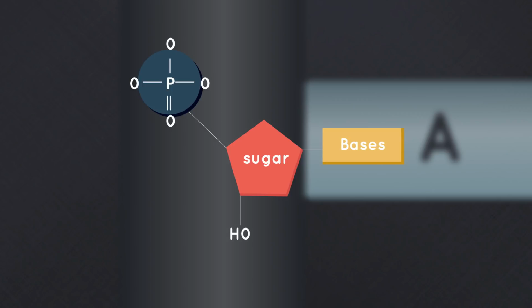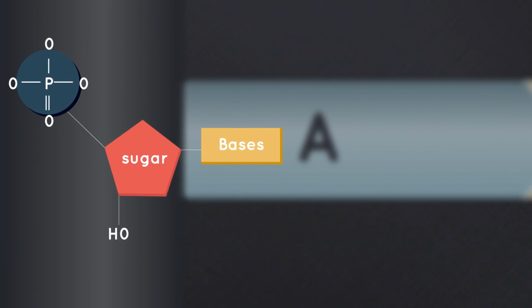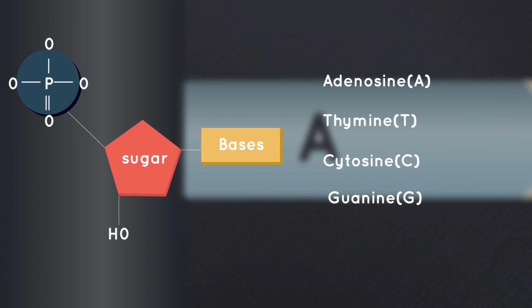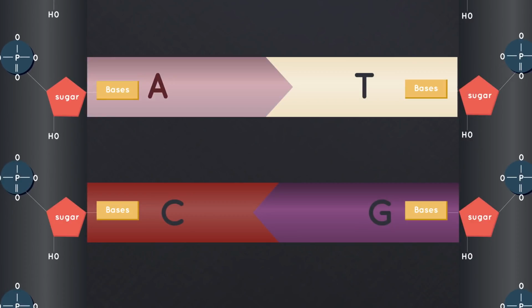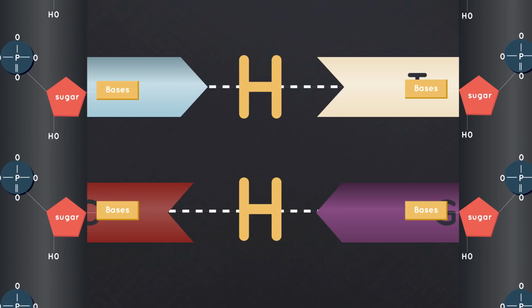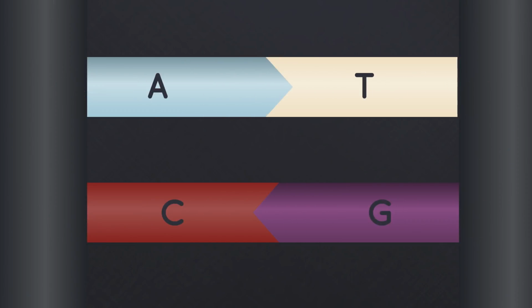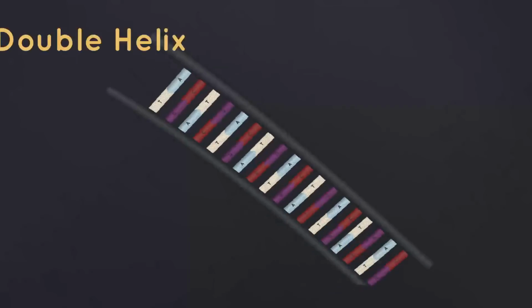When people think of DNA, they usually think of these bases. There are 4 bases: adenosine, thymine, cytosine, and guanine. But just remember A, T, C, and G. And it is best to remember in this order: A, T, C, G, because A and T bases pair up, and C and G bases pair up. The bases pair up forming hydrogen bonds, and the DNA forms a twisted shape that is known as a double helix.